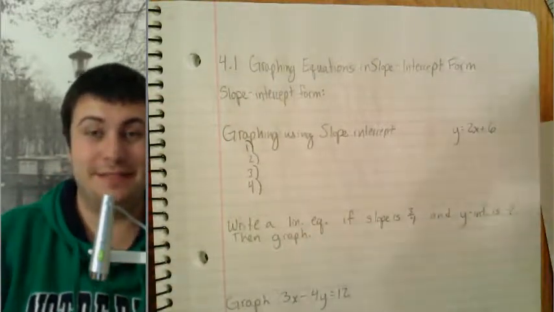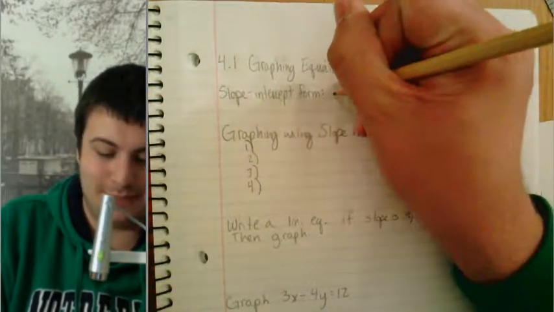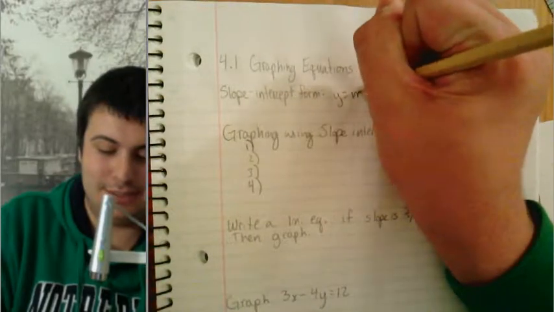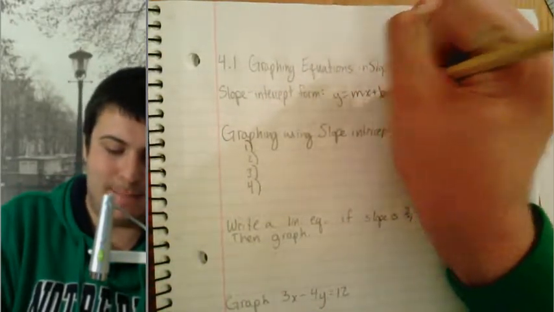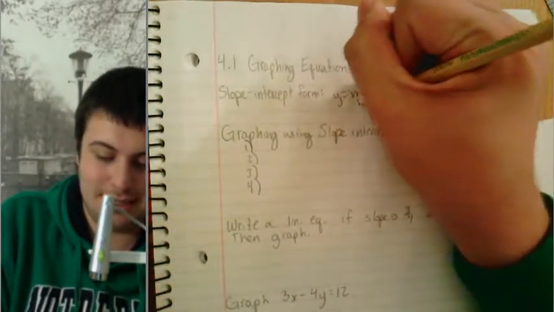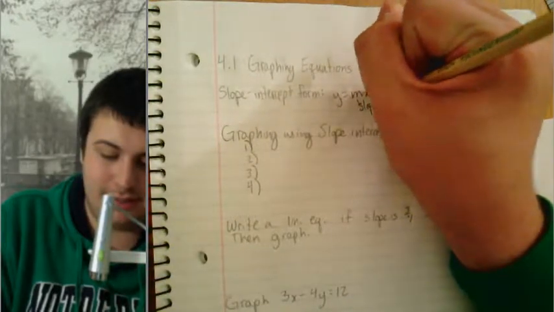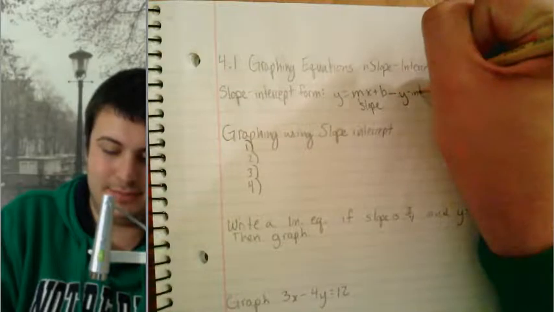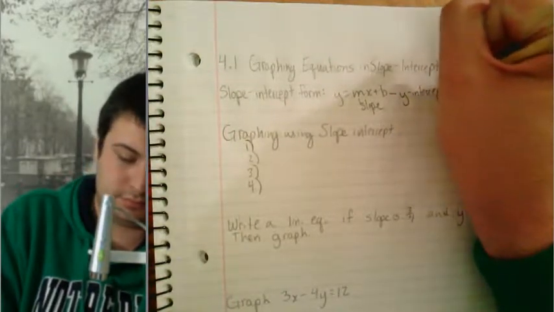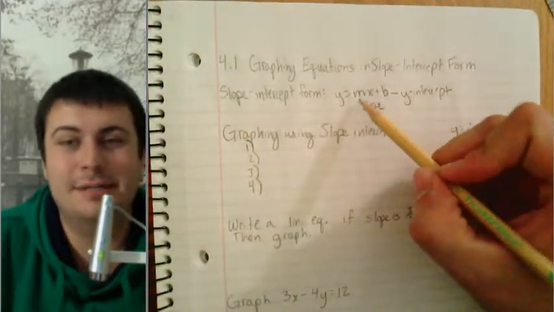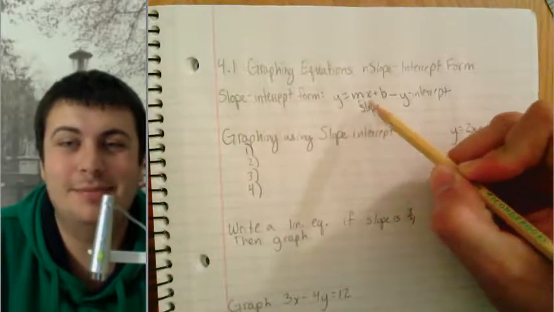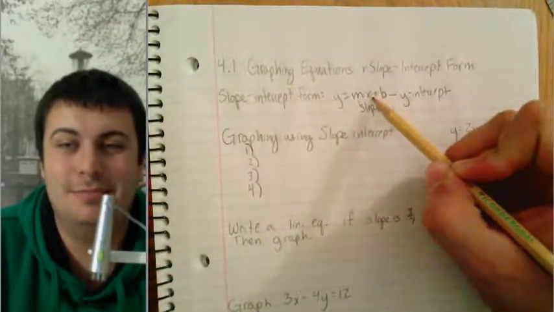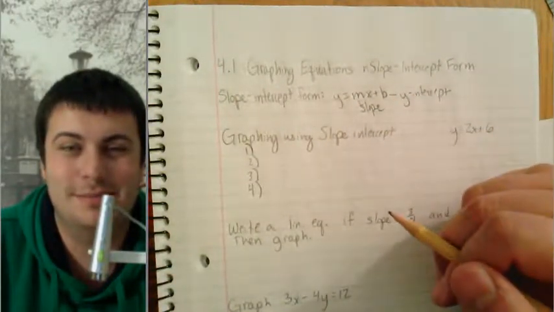All right, graphing with slope-intercept form. Slope-intercept form resembles y equals mx plus b. This m is our slope, and this b is our y-intercept. So we have y equals m times our slope x plus b, our y-intercept: y equals mx plus b.